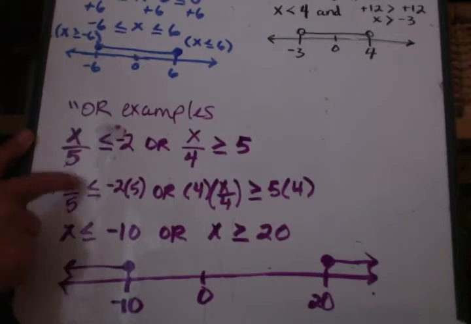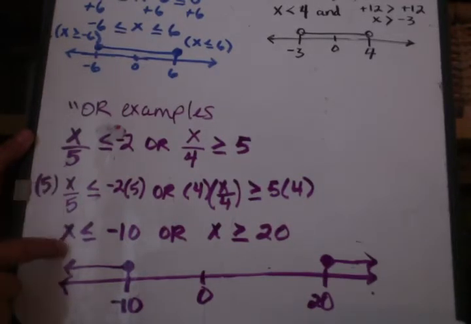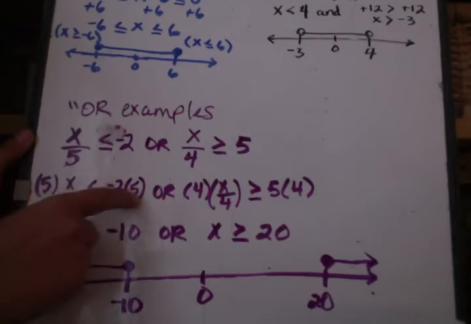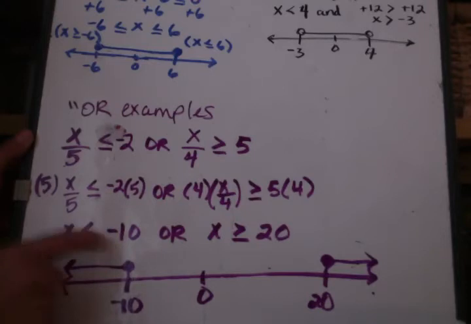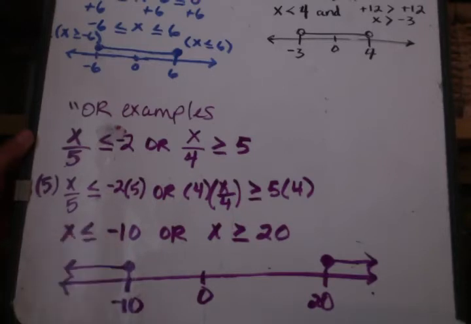So now here, 5x over 5, 5 over 5 is 1. 1 times x is x. Less than or equal to negative 2 times 5. Negative times a positive is negative, so negative 10. X is less than or equal to negative 10.